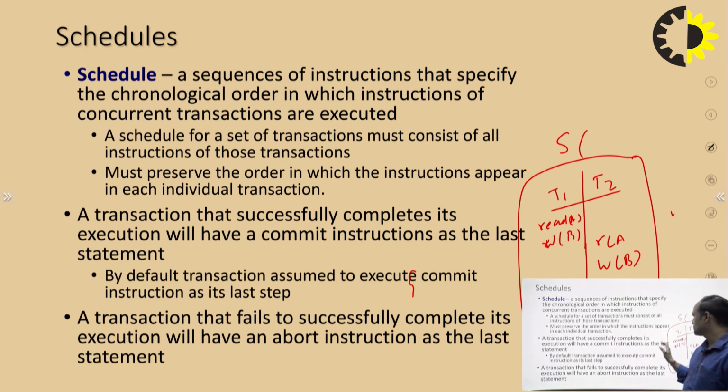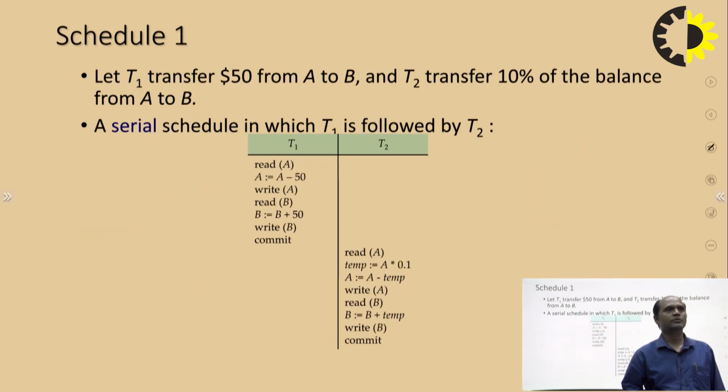A schedule has some transactions that can be executed concurrently. Suppose we take an example of a schedule. This is the basic example of a schedule. Suppose transaction T1 transfers $50 from A to B, and transaction T2 transfers 10% of the balance from A to B. These two transactions run separately and can be managed in a particular time. This is called a schedule.